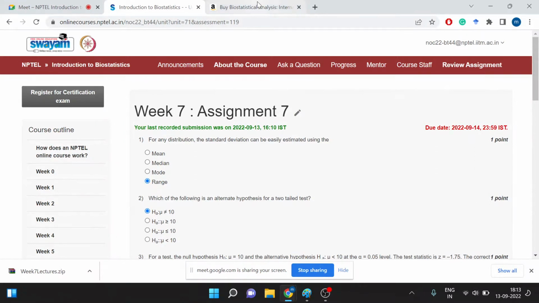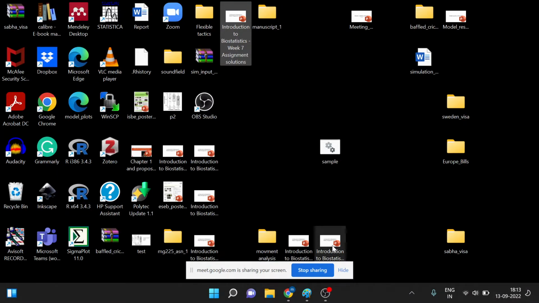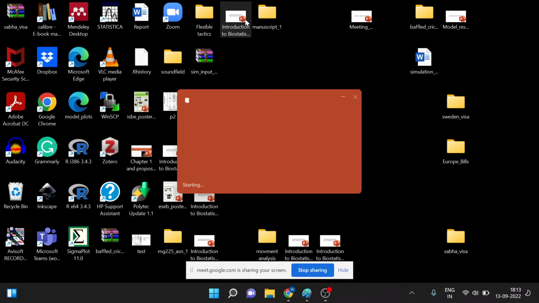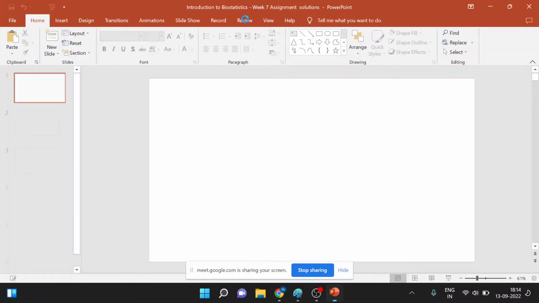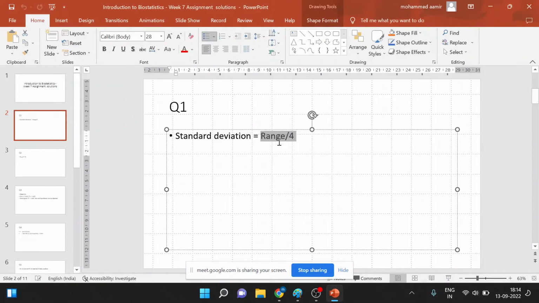Now, a thumb rule that people use in statistics is that standard deviation is nothing but range divided by 4. Okay, so that's some thumb rule. So you can use the range to get some approximate idea of what the standard deviation is. Just to make it clear, this is not mathematically correct. These are thumb rules.